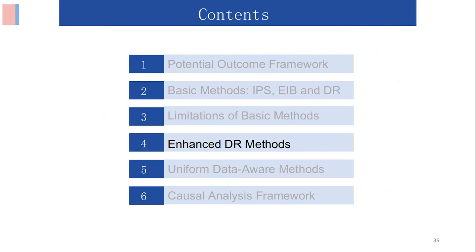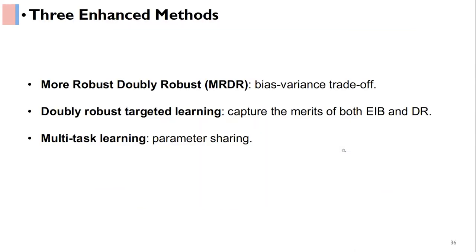Among these basic methods, DR generally shows superior performance recently, so several enhanced approaches were proposed. There are three typical enhanced methods. The more robust doubly robust, called MRDR, tries to find a better bias-variance trade-off compared with the basic DR-JL method. The doubly robust targeted learning is a new method that can effectively capture the merits of both EIB and DR. And multitask learning uses the parameter sharing technique to improve the accuracy of the recommendation model.